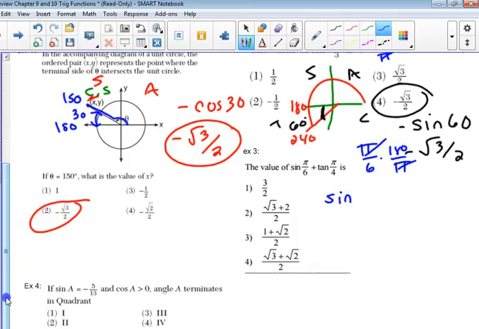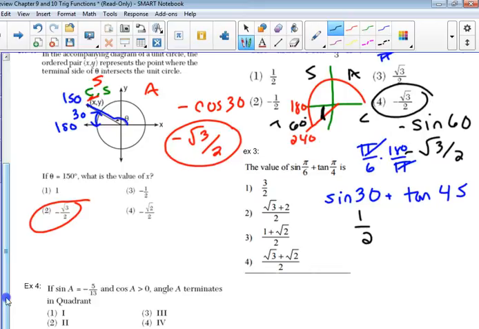Good, 30, nice. We're really taking the sine of 30 plus the tangent of 45. Very nice. Okay, good. So use your ordered pairs for some help. Anybody know the sine of 30? It should be 1 half.